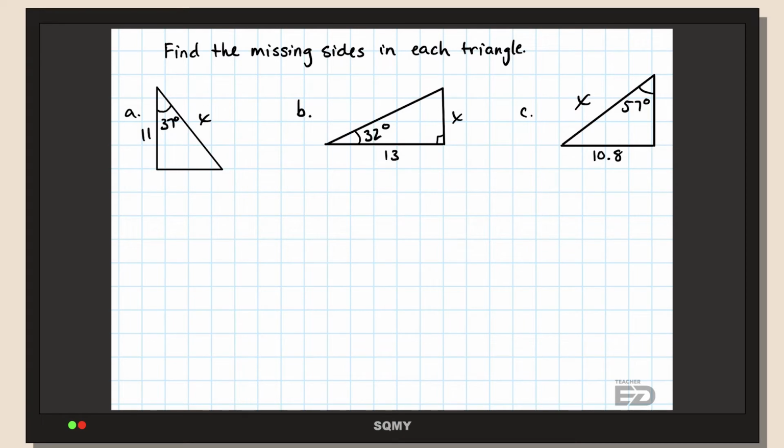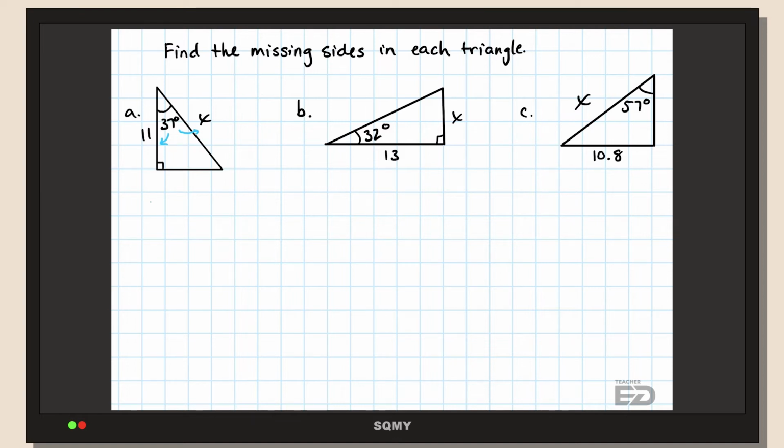We want to find the missing side in each of these triangles when we know one of the angles and one of the sides. So let's look at triangle A. Here we have the angle 37. We know one side is 11, and we know the hypotenuse is x. Well, the side that we do know happens to be the adjacent side to the angle, and we also need to know the hypotenuse. So going back to our SOH CAH TOA, we know that the CA is our cosine, and that is the one that uses the adjacent and the hypotenuse.